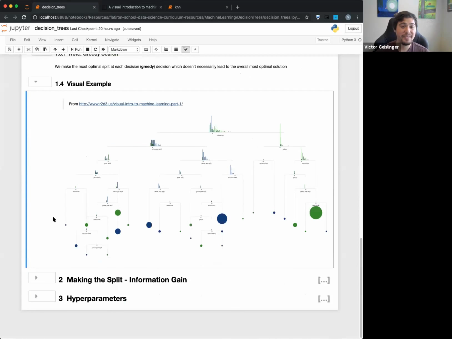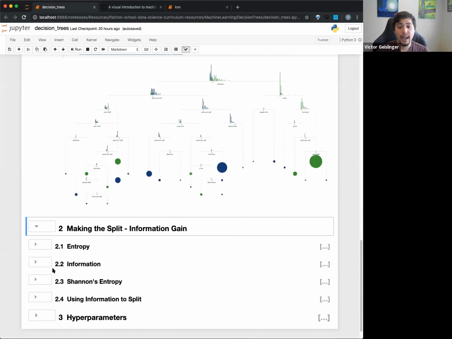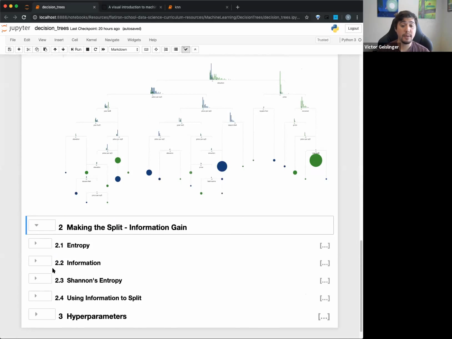All right, so now it comes down to actually saying, how do we make this split? These splits will be based on some mathematical thing called information gain.